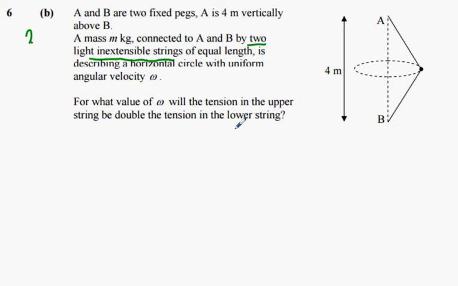So, T1 and T2. Now, it says, for what value of omega would the tension in the upper string be double the lower string? That's grand. I'll just call the upper one 2T, and I'll call the lower one T, because it has to be double it. Isn't that right? That's another way of thinking of it.